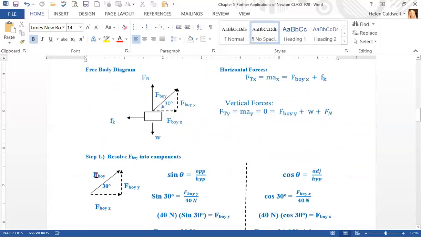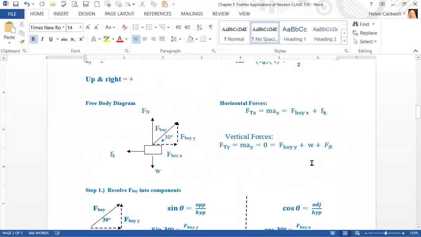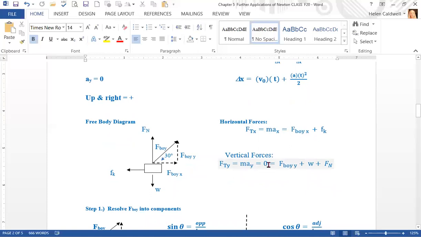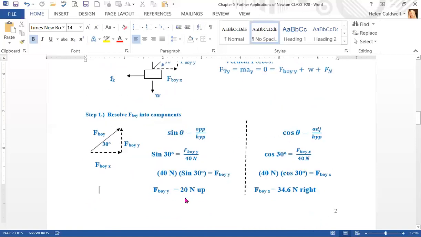Now what? As always, we look at our horizontal and our vertical force equations and see if we can use them. We know the x and y component of the buoy's force. We know the mass. We don't know the acceleration, and we don't know F sub k. Down here, we know 0, the force of the buoy in the y direction. We don't know the normal force, and we don't know the weight. So it looks like we're going to have to calculate the weight.